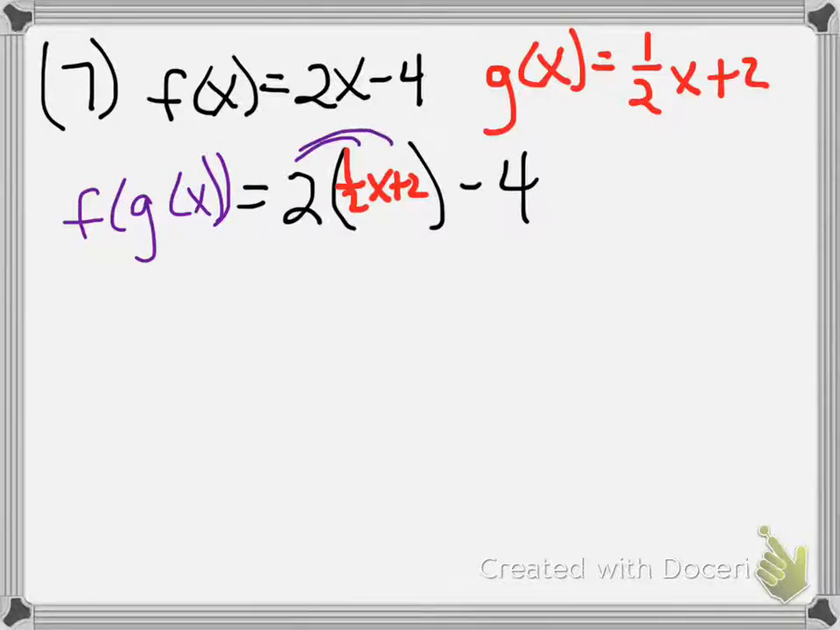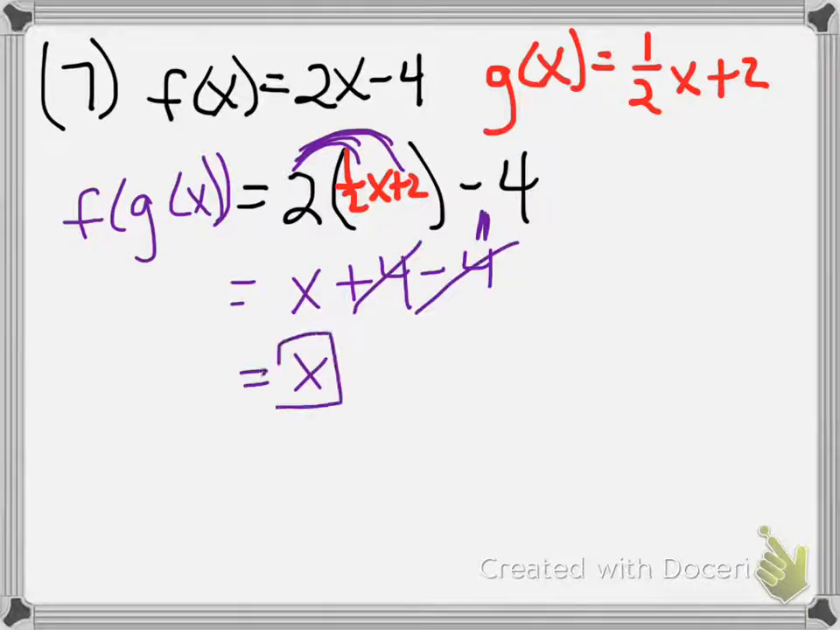So let's distribute my 2. Well, 2 times 1/2, right here, 2 times 1/2, that cancels. So that just leaves me with x plus 2 times 2, which is 4. And then we have the minus 4 that we're going to bring down right here. Okay, so I have x plus 4 minus 4, which cancels and leaves me with x, which is what my goal is to begin with.